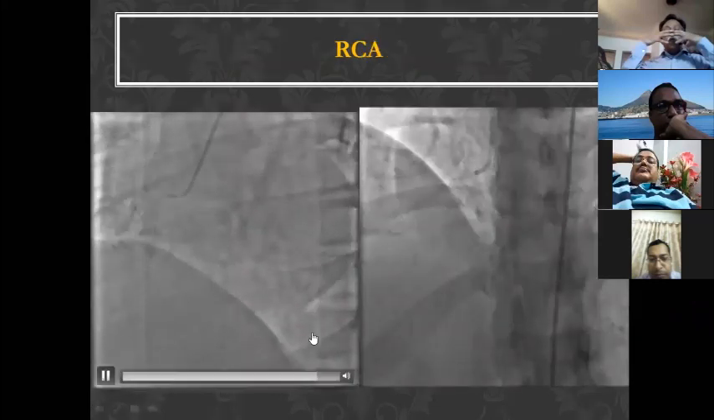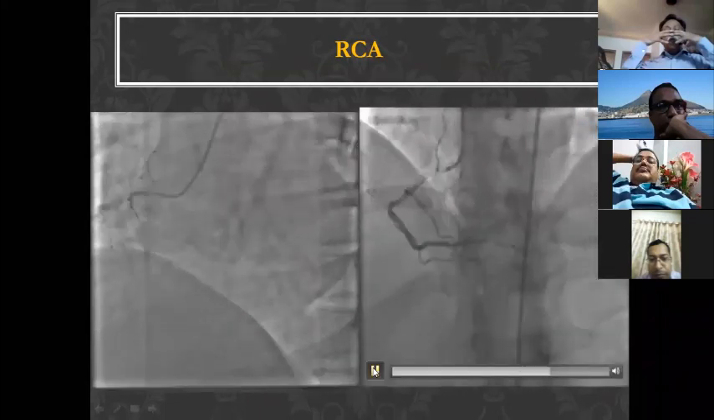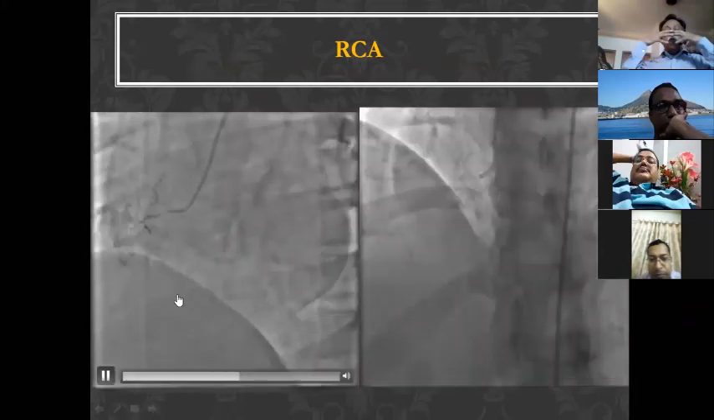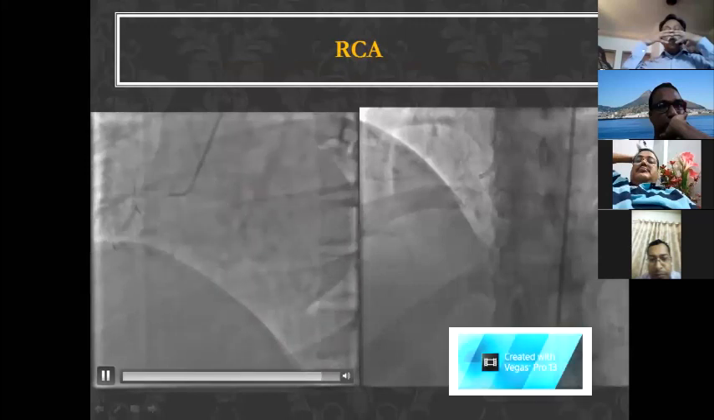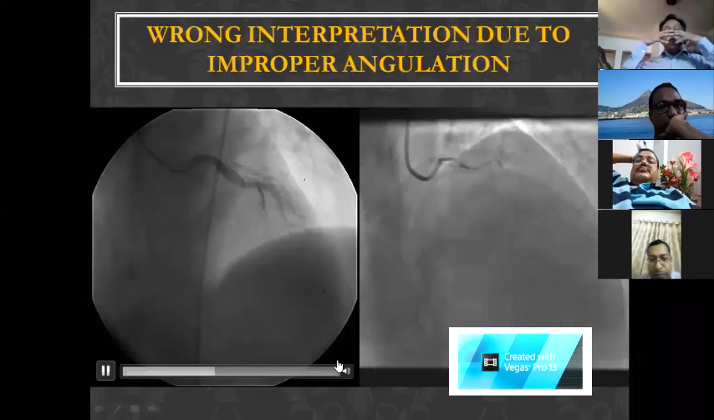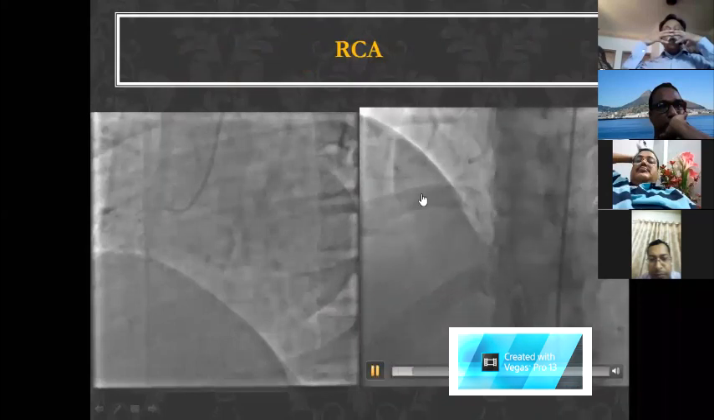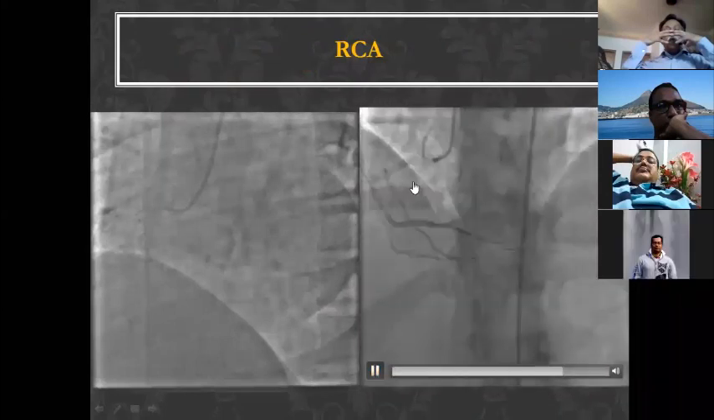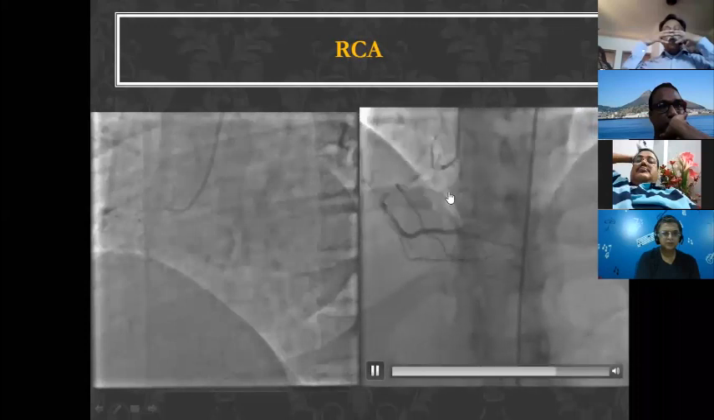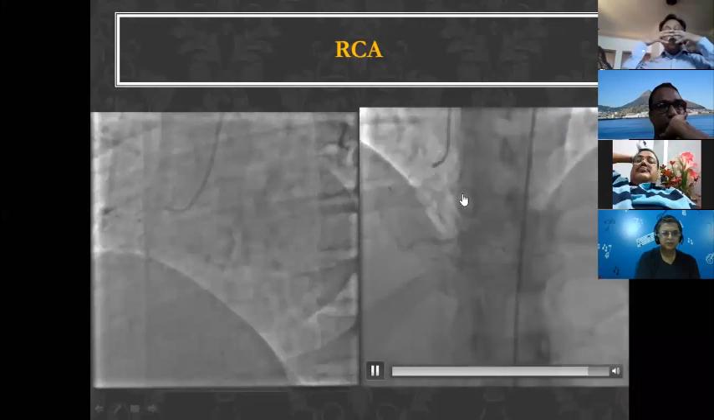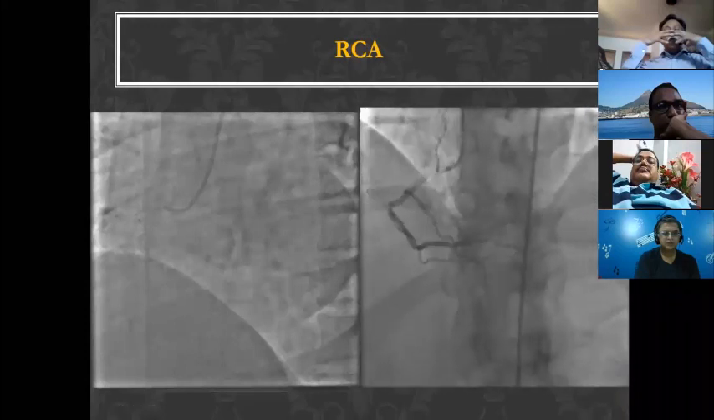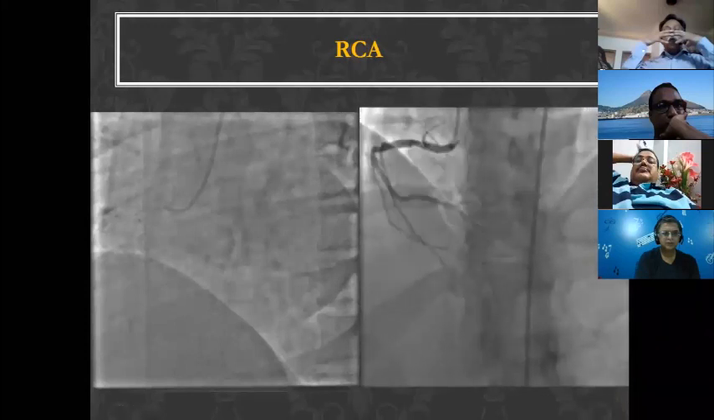Many a time it happens, while hooking the coronary artery, it selectively enters into the conal branch. And you may think that this is a non-dominant vessel. So you may finish it here, but it is a mistake because this patient has a dominant right coronary artery. That is the conal branch. So you should do the angiogram properly to avoid the selective conal injection.